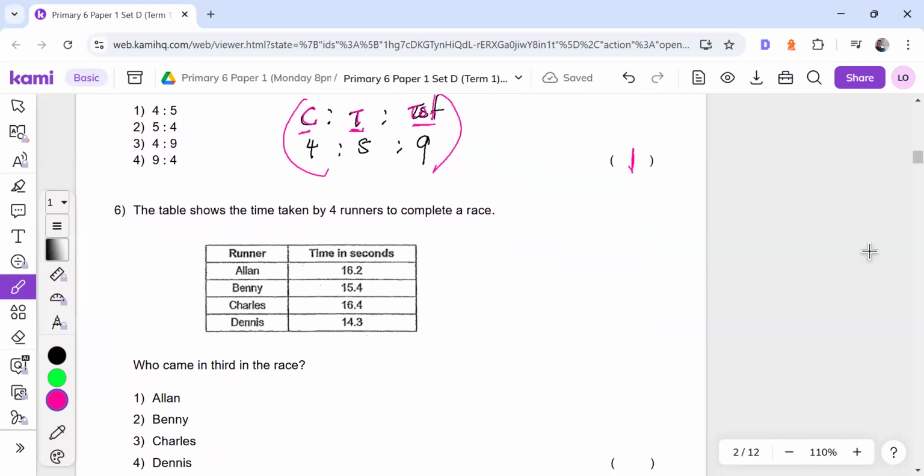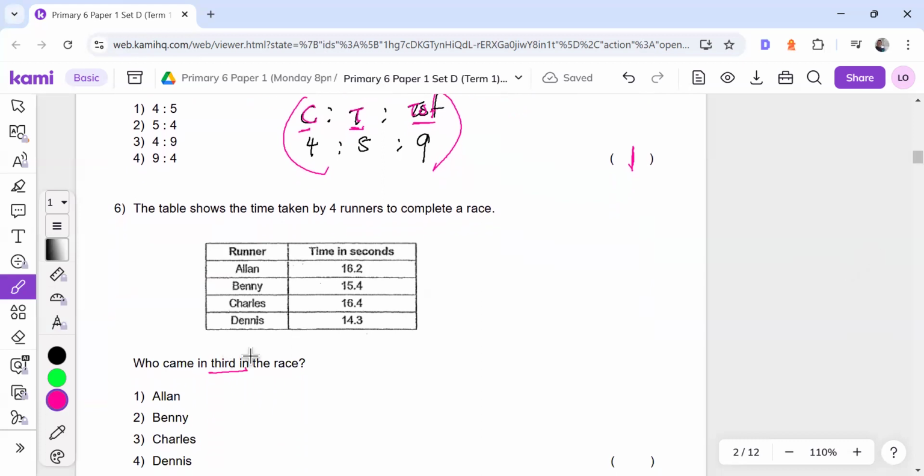Okay, question number 6. Who came in third? So there are four people. You just look for the last person. The last person is not the person who has the shortest time. The last person is the one who has the most time taken. This is the last person, right? If you're faster, you take the shortest time. If you are the slowest, you take the longest time.